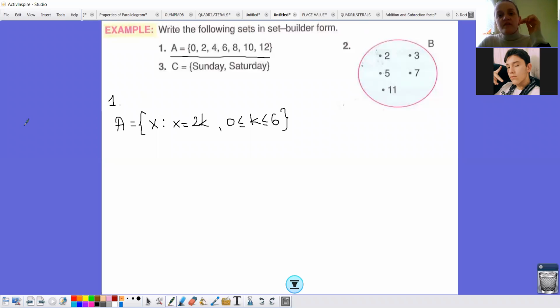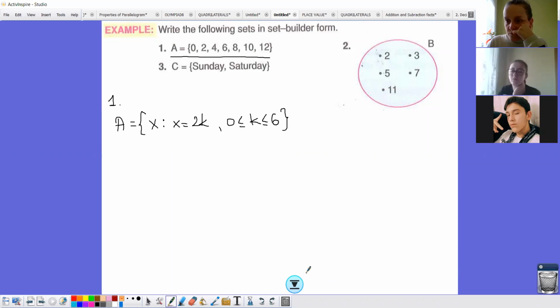We were working with set builder form. We solved the first one and B here. It's given in a Venn diagram and we want to write it in set builder form. So can you see what is the connection between the elements? What is the rule there?